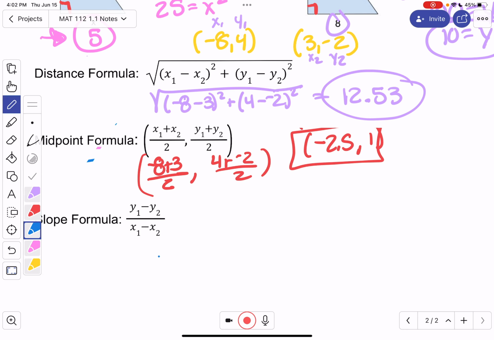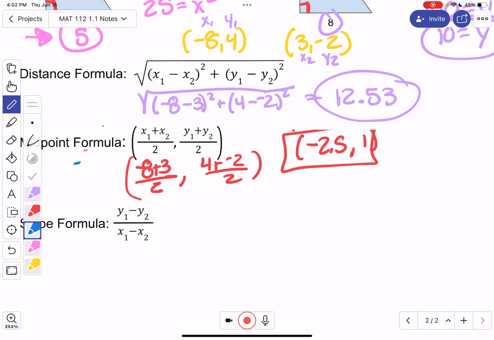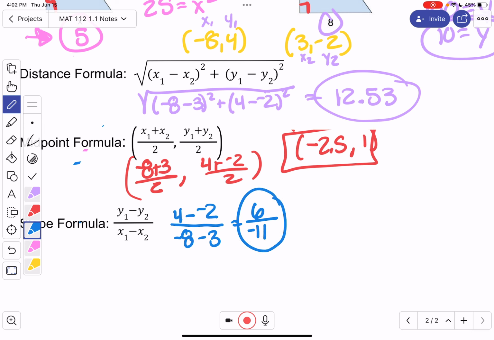Finally, you have the slope. Same thing. We're just going to take those and plug them in. So y's go on top. X's go on the bottom. Minus a negative is plus. So 4 plus 2 is 6. Negative 8 minus 3 is negative 11. And that's as far as I can go. So that's the slope. So that's just some quick stuff.